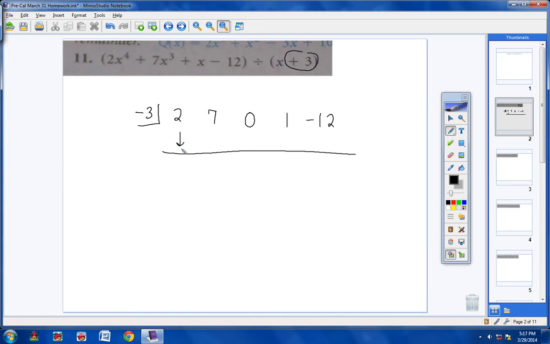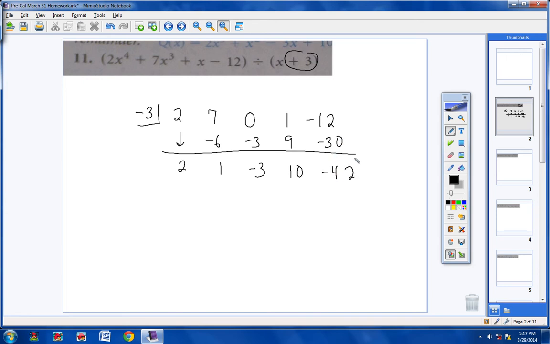The first thing you do is bring down your 2, then you multiply. That would give you negative 6. Combine, that would give you a 1. Negative 3 times 1, negative 3. Combine, negative 3. Negative 3 times negative 3 is 9. Combine, you get a 10. Negative 3 times 10, negative 30. Combine, and you get a negative 42.